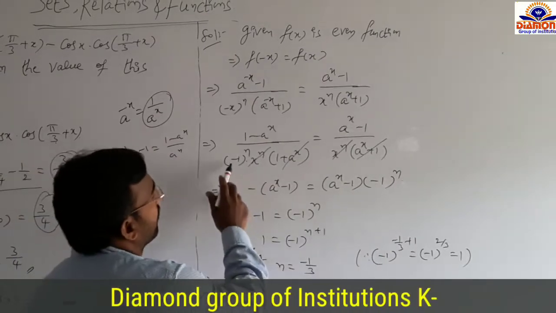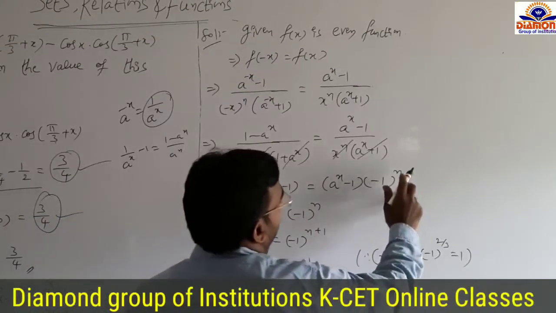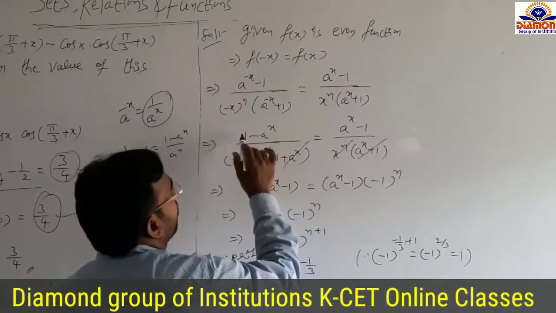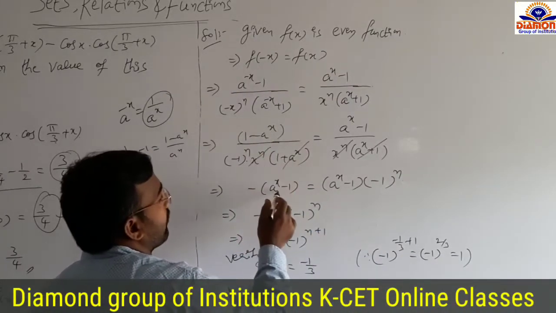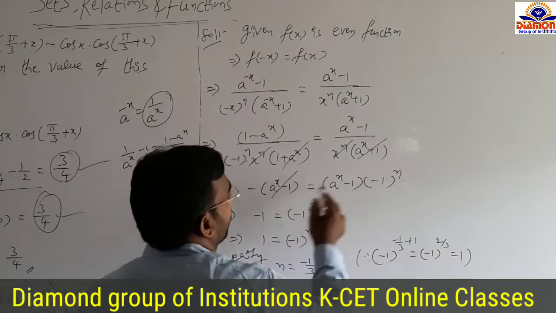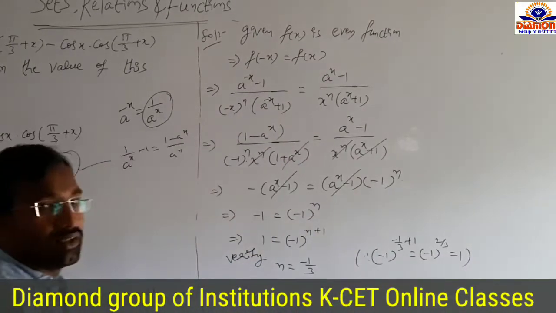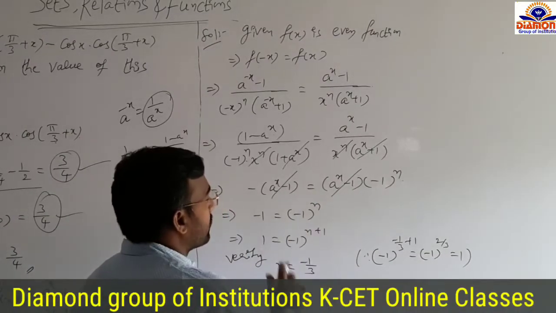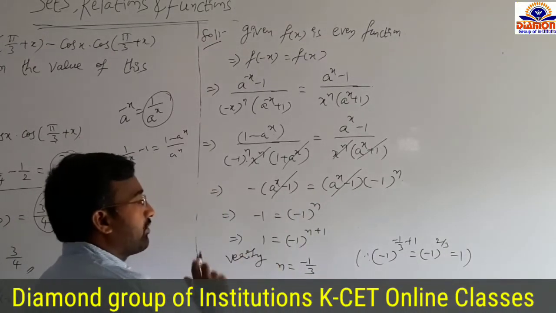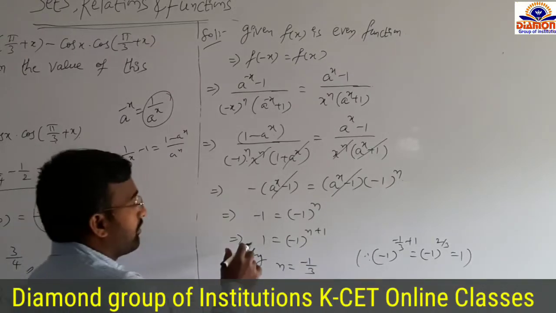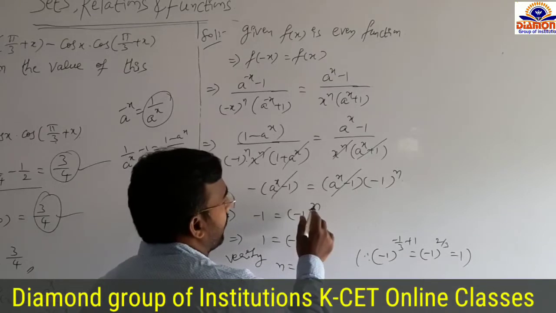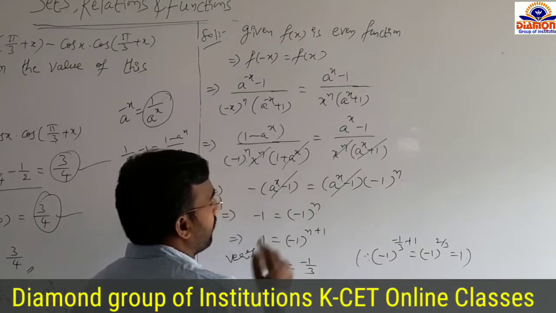Next, this denominator (−1)^n, bring this side. So (a^x − 1) into (−1)^n. From this equation, minus common. So minus of (a^x − 1). Here a^x − 1, a^x − 1 cancel. What next? −1 equal to (−1)^n. Both sides multiplied by −1. At that time what you get? This side, −1 into −1 is 1, equal to (−1)^n into −1, which is nothing but (−1)^(n+1).